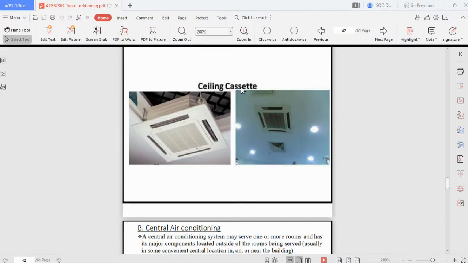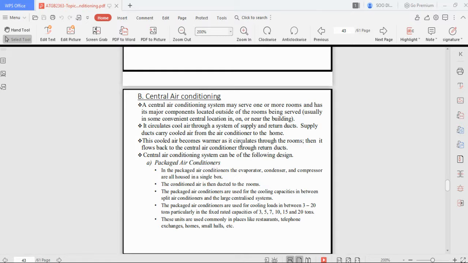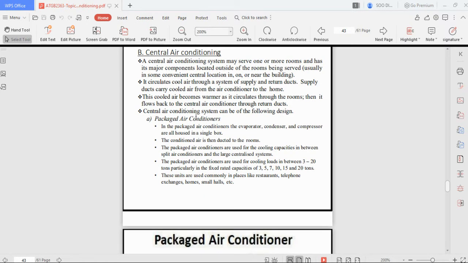Next is the ceiling cassette. This is basically a centralized air conditioning system. They are used to serve more than one room or a very big area. The usage is the same. They are used to cool down the air, and they have the same components as the packaged air conditioner. The refrigerant cycle is the same.